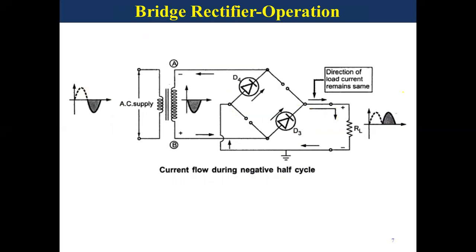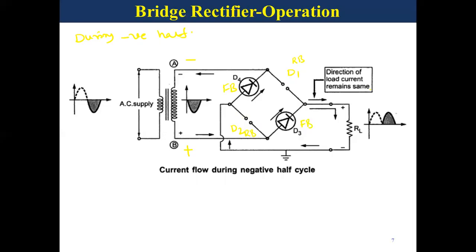And coming to the negative half cycle. During the negative half cycle of the input AC signal, upper terminal A is negative with respect to lower terminal B. So this negative is connected to the cathode of D4 and positive is connected to the anode of D3. So D3 and D4 both are forward biased and these two can conduct. And the diodes D1 and D2 are reverse biased, so these two don't conduct and can act as open circuited.